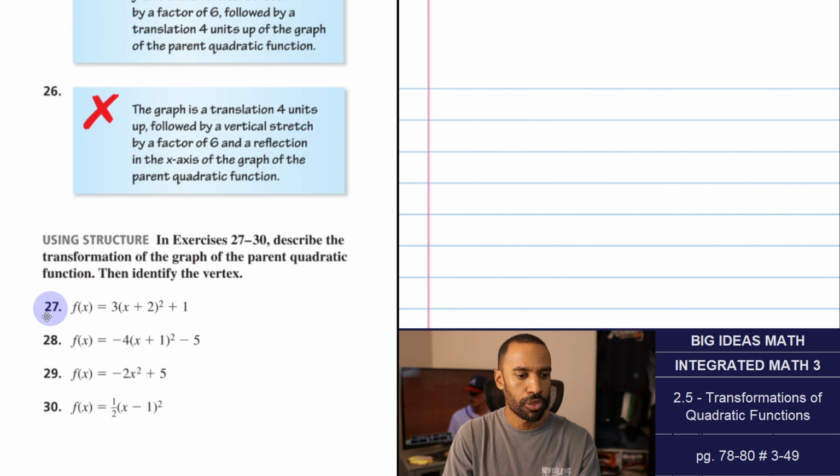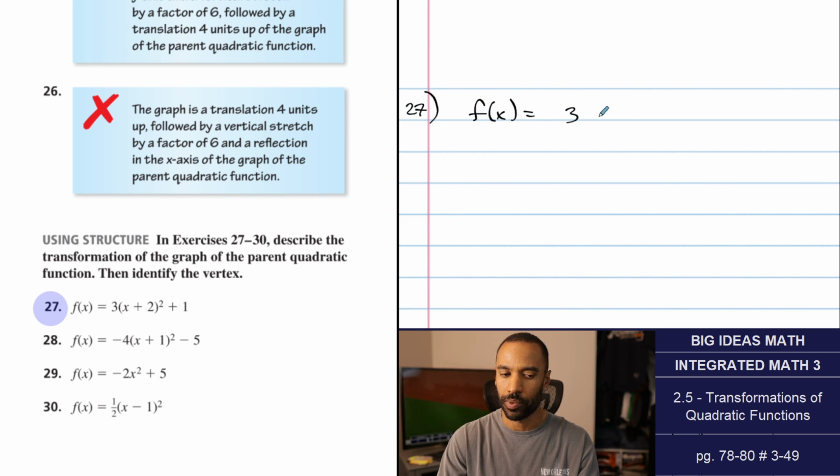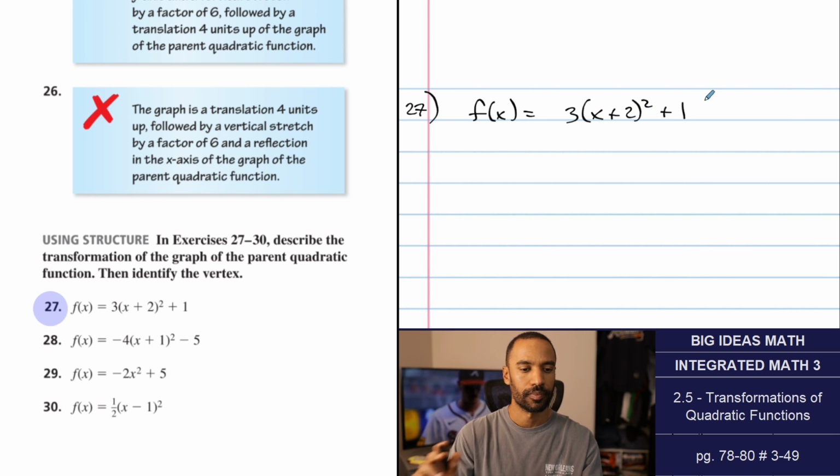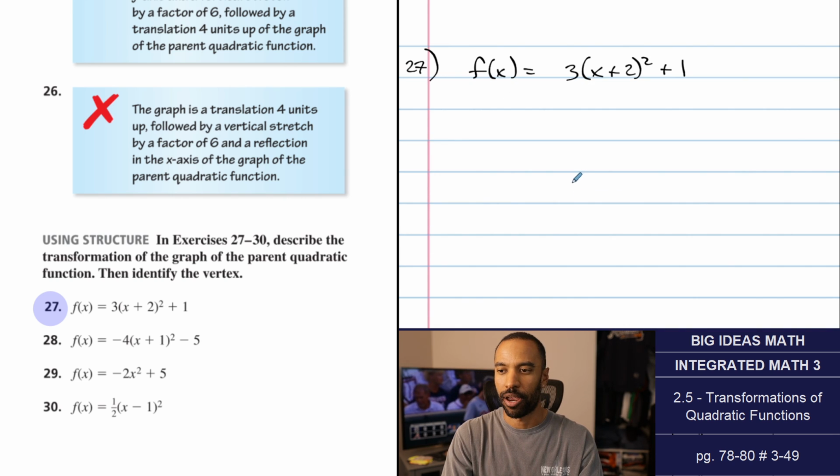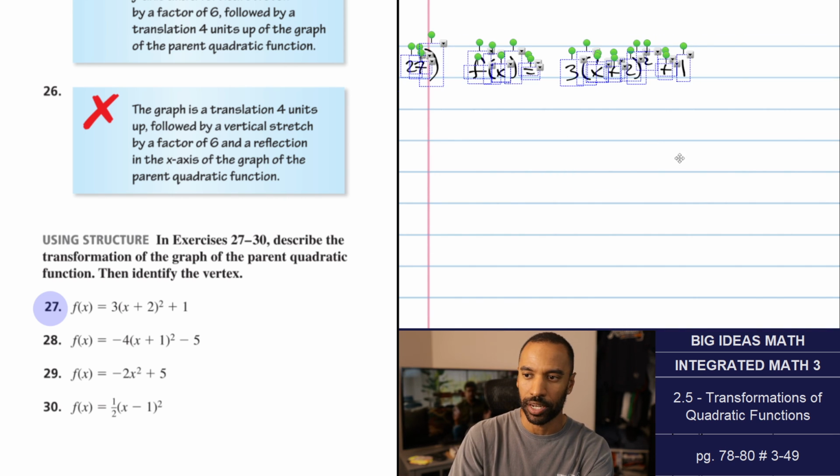Numbers 27 to 30. Describe the transformation of the graph of the parent quadratic function, then identify the vertex. They never state graph. So unless I feel I need a graph for this, I probably will not graph one. So f of x equals 3 times x plus 2 quantity squared plus 1. Describe it of the parent function. Remember, the original is just y equals x squared, so what's everything doing in comparison?